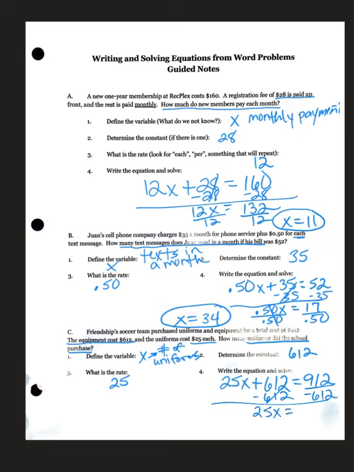That leaves 25x on this side. That's going to leave 300 on this side. And then divide by 25. x is, what is 300 divided by 25? Sorry, I got distracted. That's 12. So 12 uniforms is how many they ordered. So for 12 uniforms plus the equipment of $612, the total bill was $912.